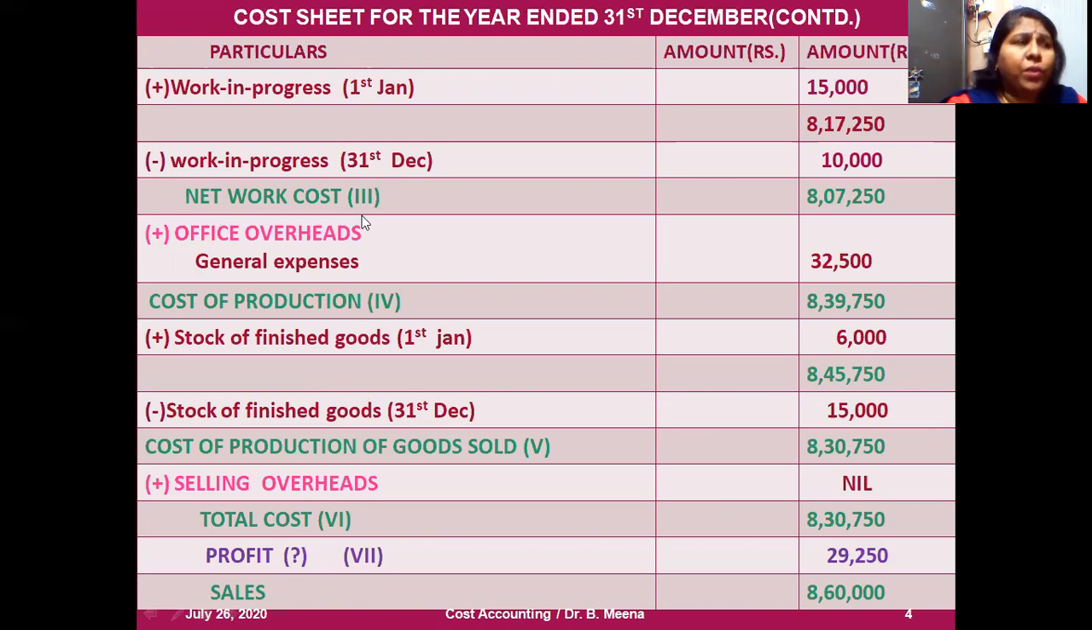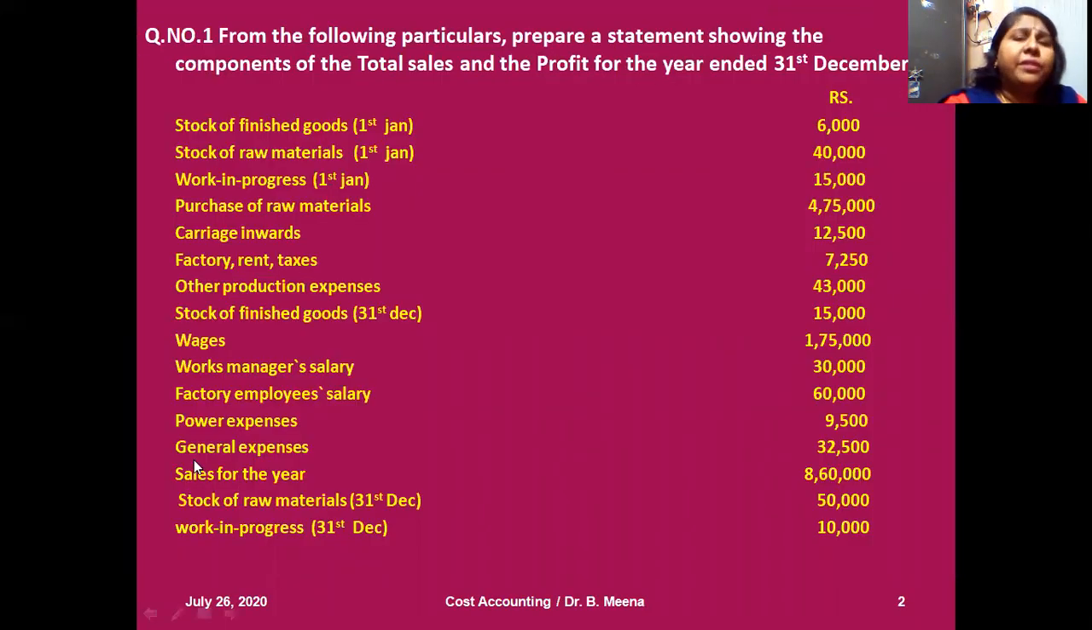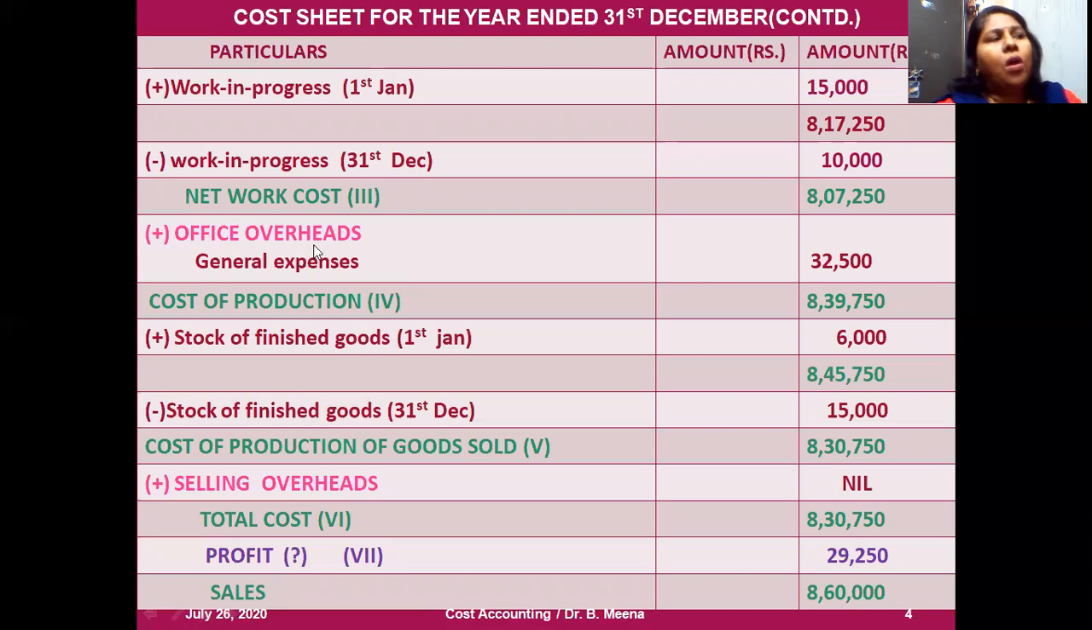So once I have calculated the net work cost, I will move on to calculate the cost of production. How to calculate the cost of production: after getting the work cost, I need to look into the problem for the expenses related to the office side or administration side. As per this problem, only the general expenses were given, which come under office. So please make a note against this item as A. It will be easier for you to categorize the expenses when you're working out the solution. So under office overheads, I posted here general expenses, 32,500, to be added along with my net work cost. Then my answer is cost of production.